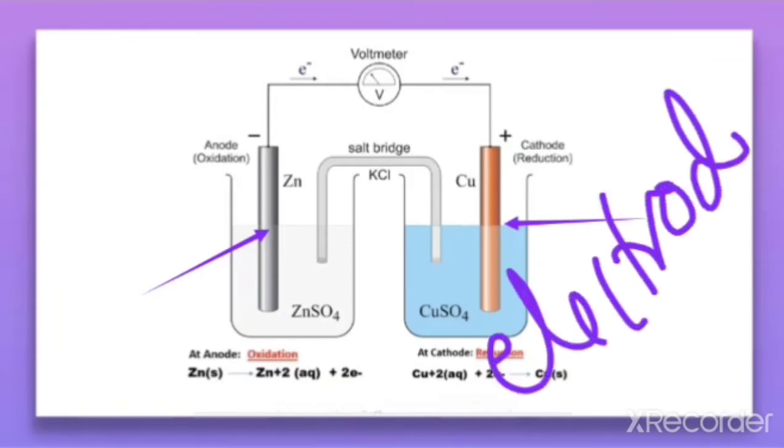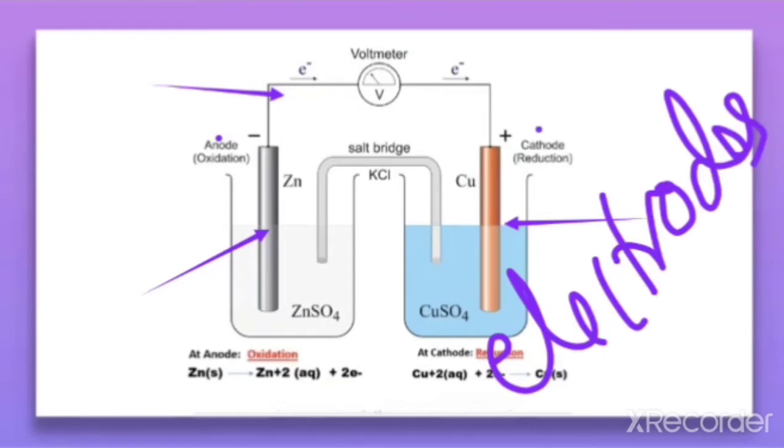These are called electrodes. Here these electrodes are connected to each other through a metallic wire, that you can see here, a metallic wire which is connecting the two electrodes. So one of the electrodes is negatively charged, the other one is positively charged.